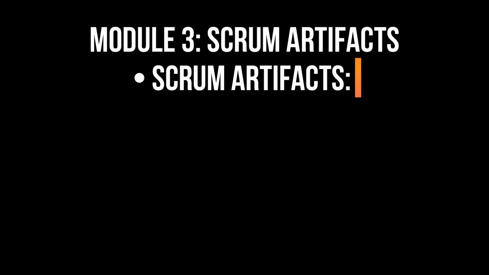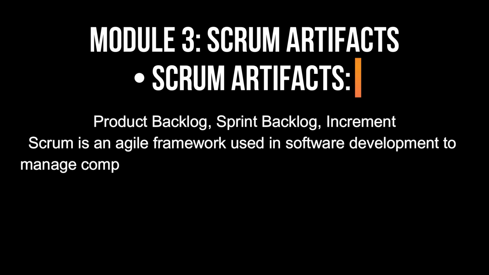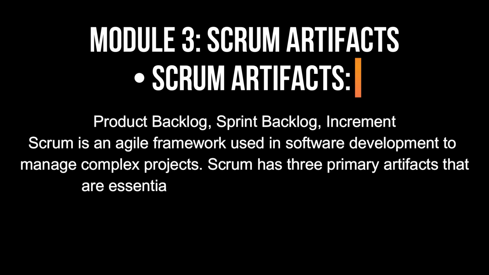Module 3. Scrum Artifacts. Scrum Artifacts: Product Backlog, Sprint Backlog, Increment. Scrum is an agile framework used in software development to manage complex projects. Scrum has 3 primary artifacts that are essential for effective project management.